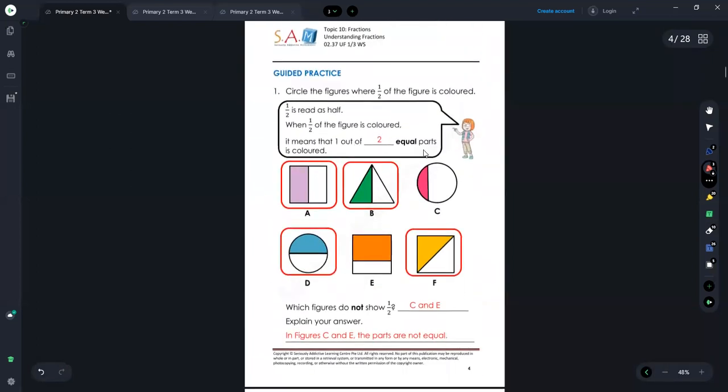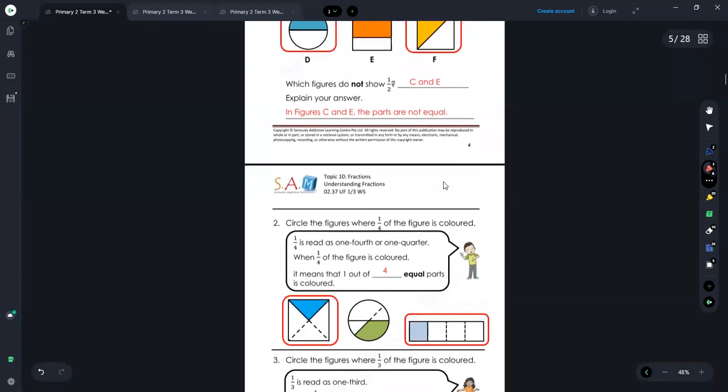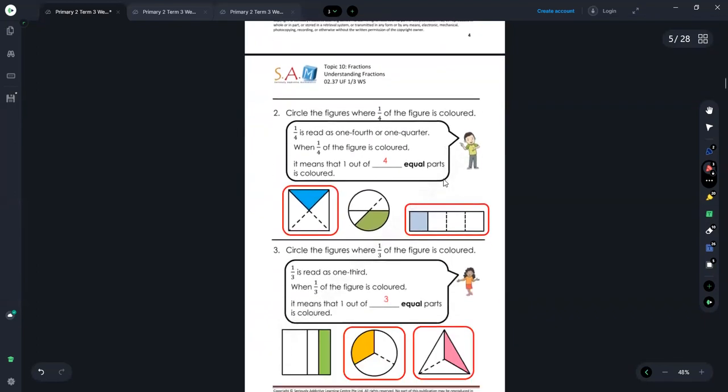All right. Then you get them to do the guided practice. This one is quite easy. Circle the figures where it's 1 out of 2. So remind them that the 2 parts must be equally cut. If they are still not sure, you can ask them whether C is equally cut into 2 parts. You can see one part is bigger than the other. Otherwise, get them to do it on their own. You can monitor. I've conducted this with some students today, and generally there's no problem with that. So it should be quite okay.